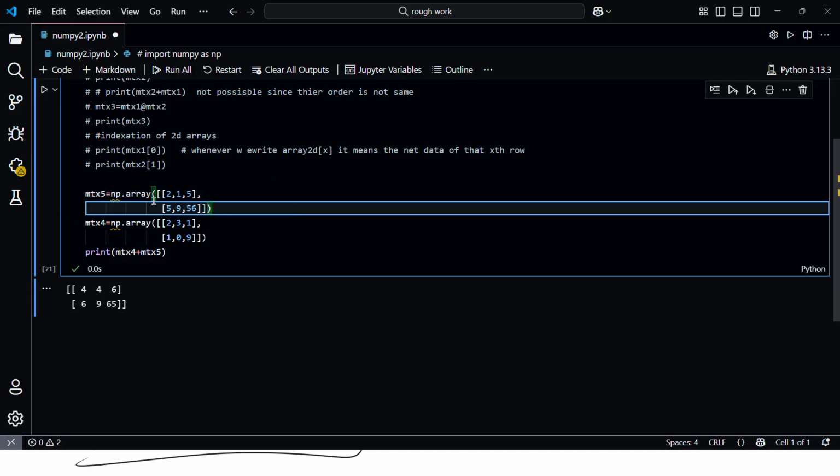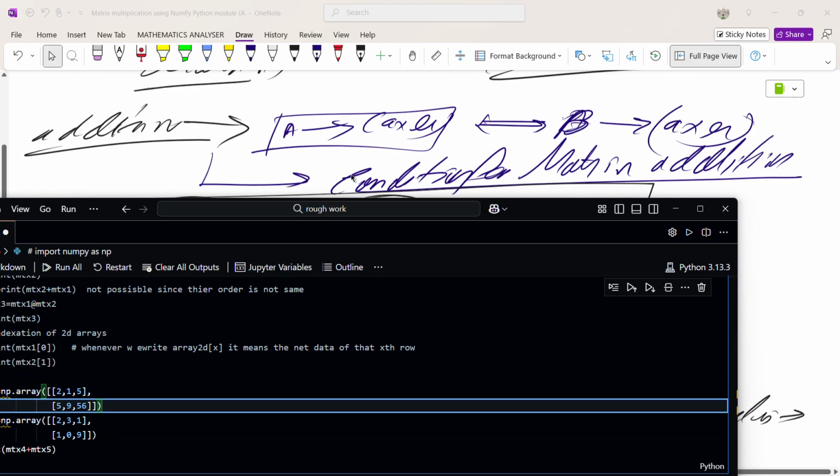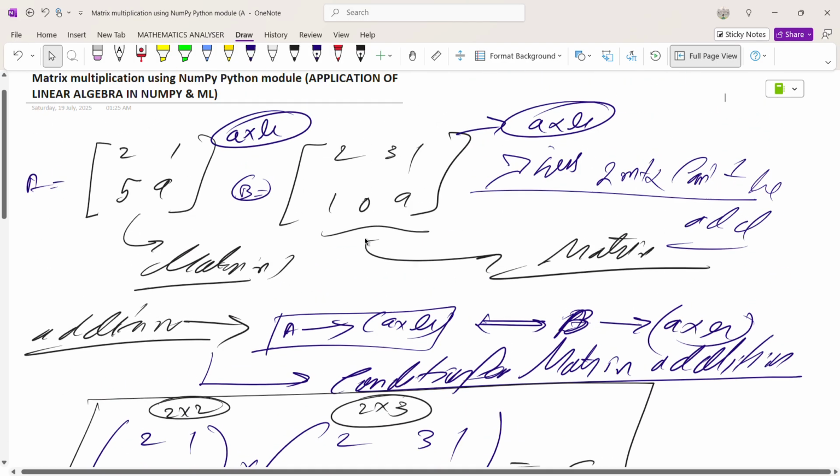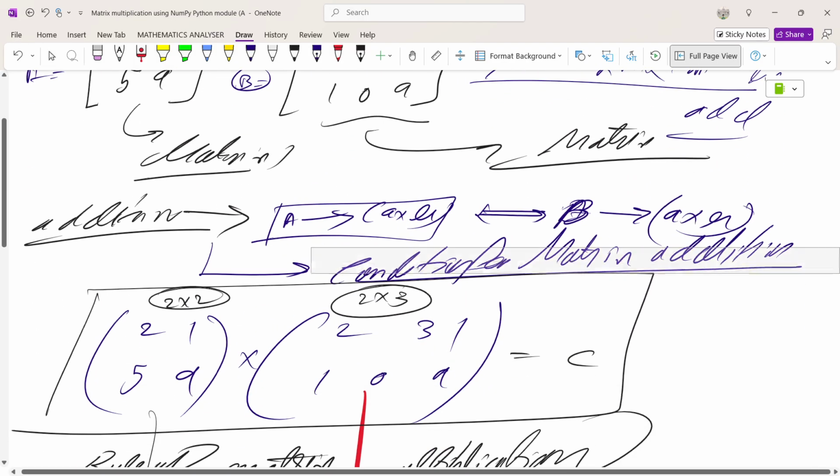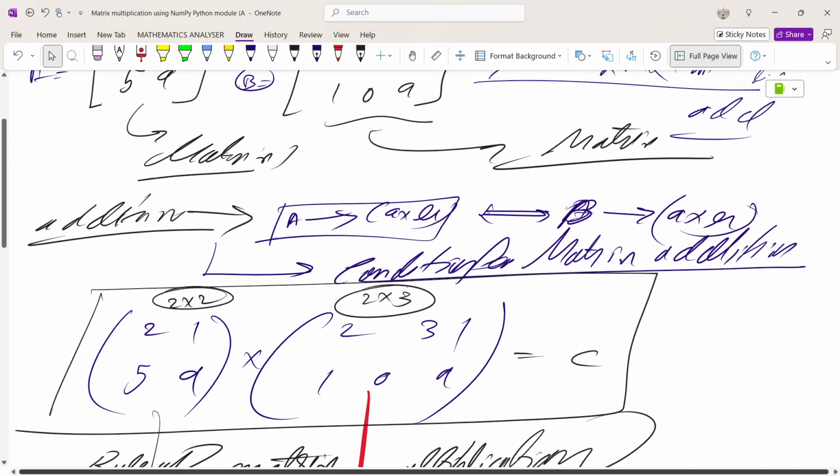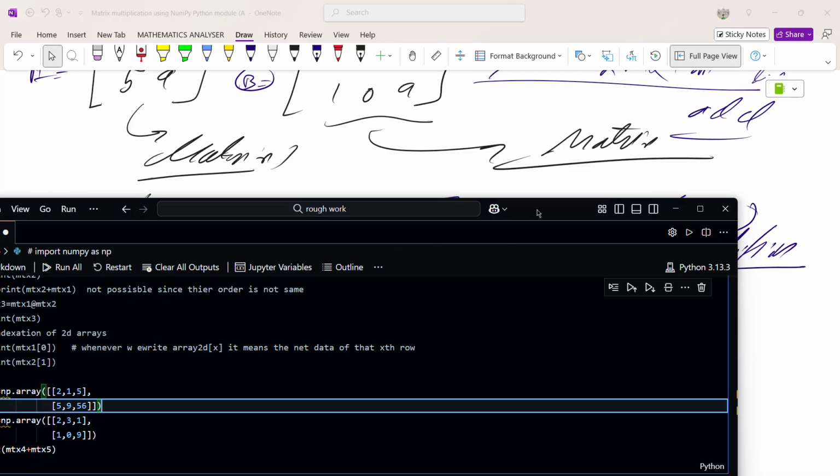The reason is again the same thing. The order of matrix 4 is 2 cross 3, matrix 5 is 2 cross 3, and so on. That means it will get multiplied as we have discussed here also. This is the rule, the condition for matrix multiplication.